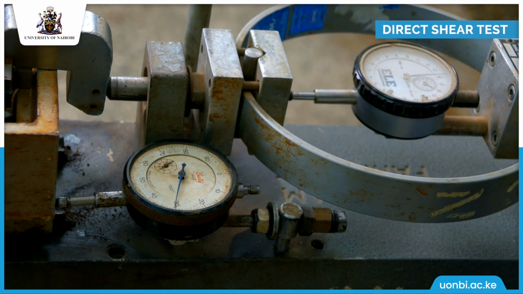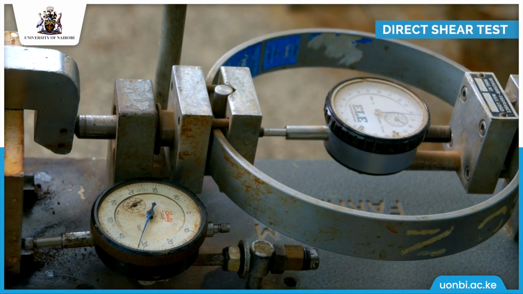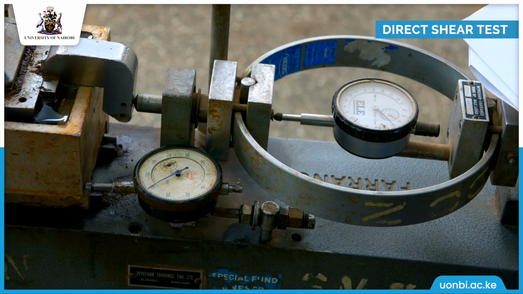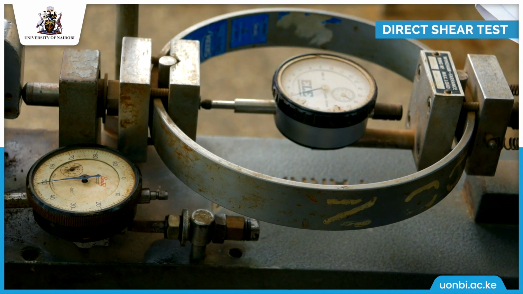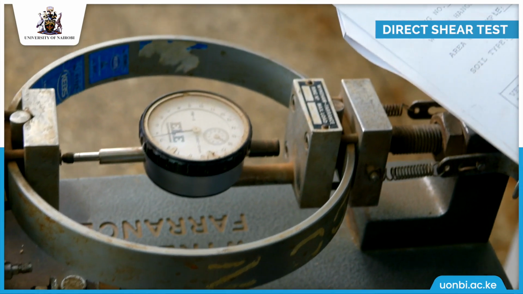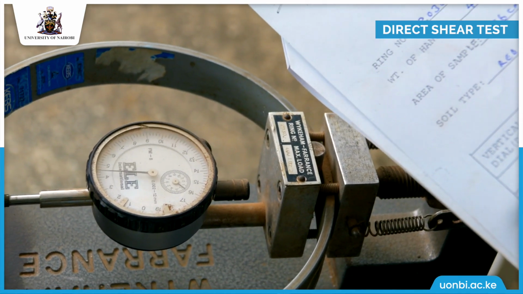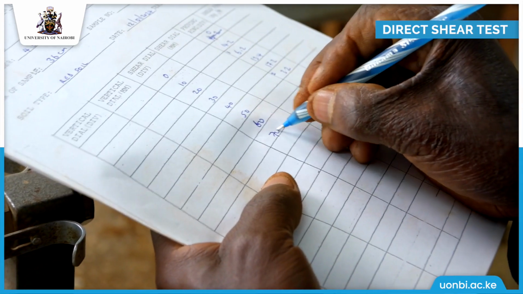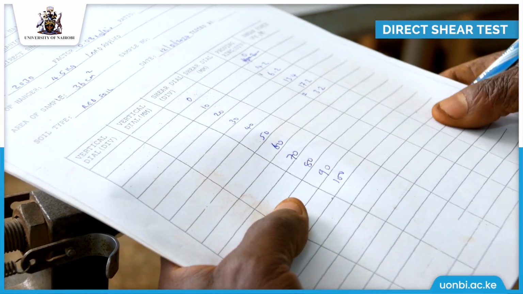At 30 we have 13.4. At 40 we have 17.2. At 50 we have 2 complete revolutions plus 3.2. So the second dial gauge moves faster than the other one.